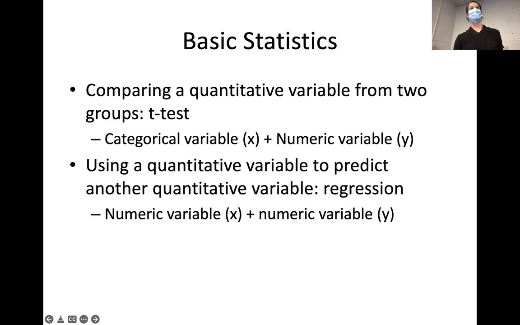If you have two numeric variables, like that graph I just showed you, the scatter plot, you have continuous and continuous, X and Y, then you have a regression. And for our purposes, we'll just stick to simple linear regression. It'll show the relationship between the two variables.